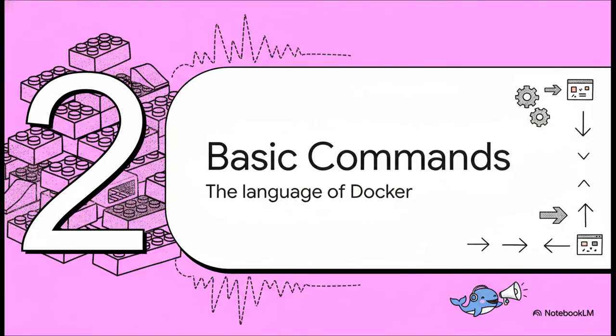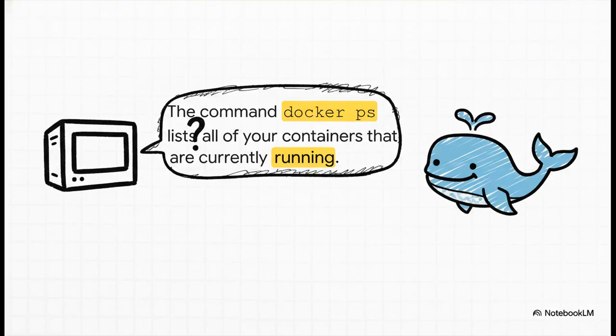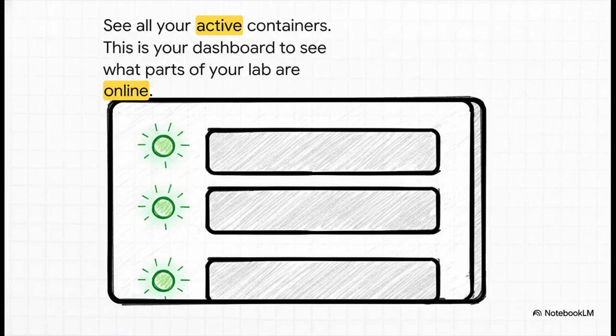Now, to actually work with these containers, we need to speak their language. So let's quickly cover a few essential commands you'll need to control your new lab. The first one you'll probably use all the time is docker ps. Think of it as just tapping Docker on the shoulder and asking, hey, what do you have running right now? And this is what it gives you back, a neat little list of all your active containers. It's like a live dashboard, so you can see at a glance what parts of your lab are online.